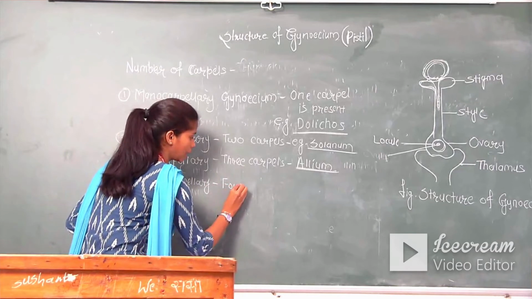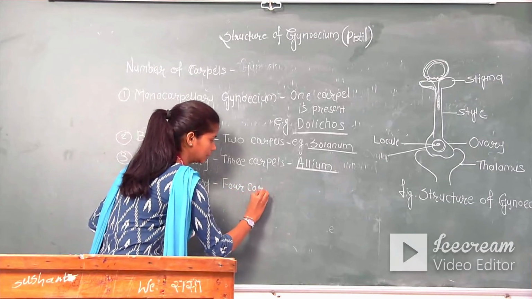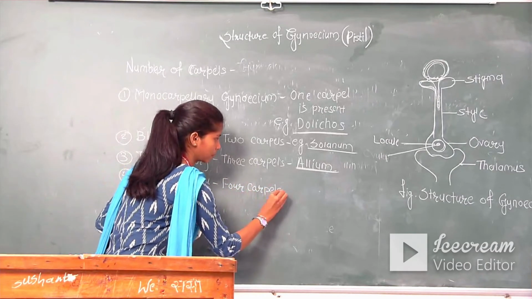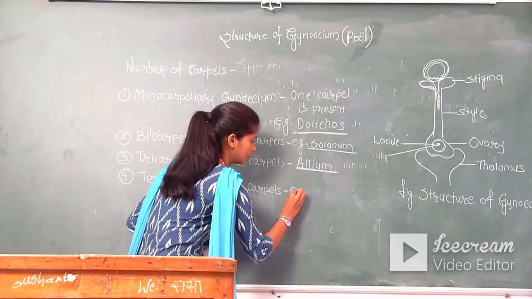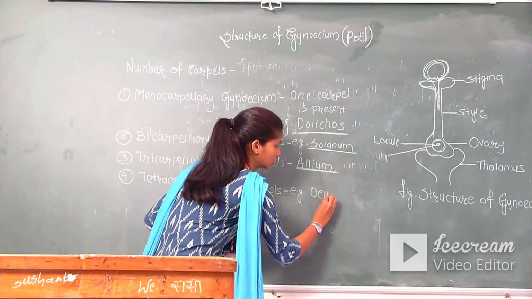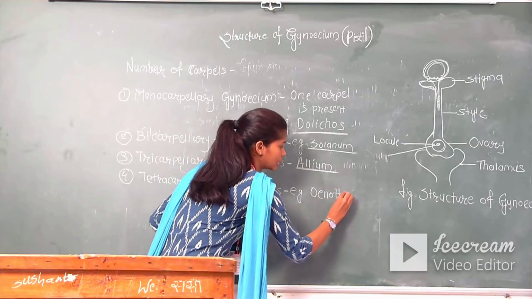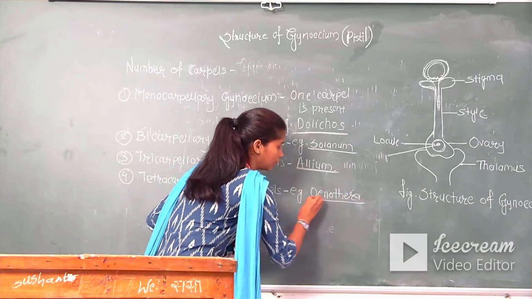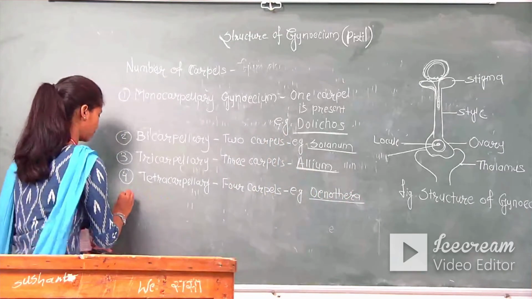Four carpels are present. Example is Homothera. This is the example of tetracarpellary gynoecium.